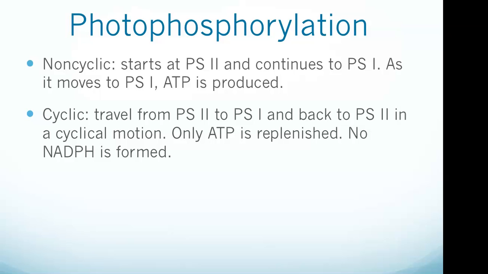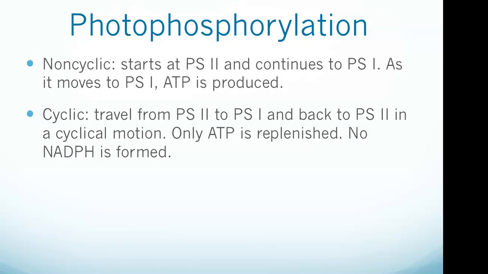Okay, moving on to the cyclic. Electrons in cyclic photophosphorylation travel from photosystem 2 to photosystem 1 and back to photosystem 2 in a cyclical motion. Only ATP is replenished during cyclic photophosphorylation. No NADPH is formed. This is because cyclic photophosphorylation only occurs when the Calvin cycle uses up all its ATP. Therefore, more ATP needs to be created.